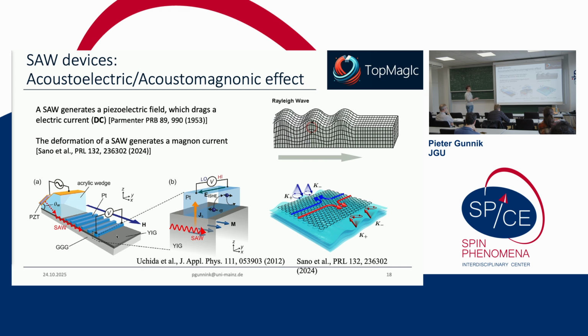And this is going to drag, and if you put on top of this some metal or semiconductor, it's going to drag an electric current with it. This is the acousto-electric effect. The same mechanism has been proposed a couple of times and maybe even been measured in magnon systems, where it's not just the piezoelectric field, but it's actually the deformation of the lattice, which is going to couple to your magnons, is going to drag them along and generate a magnon current.